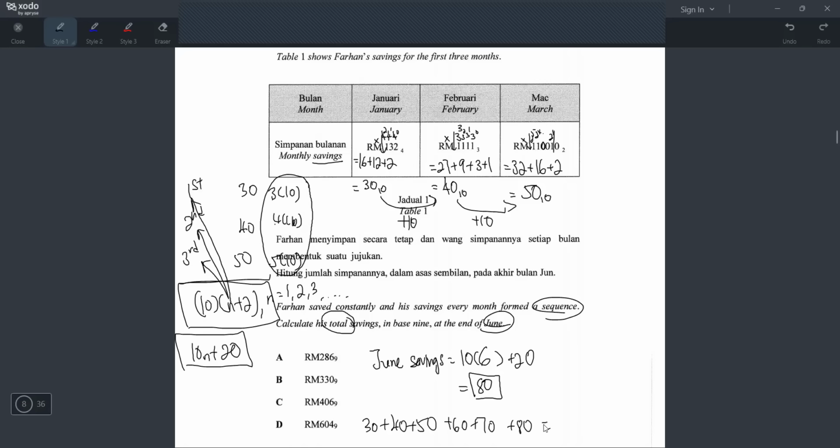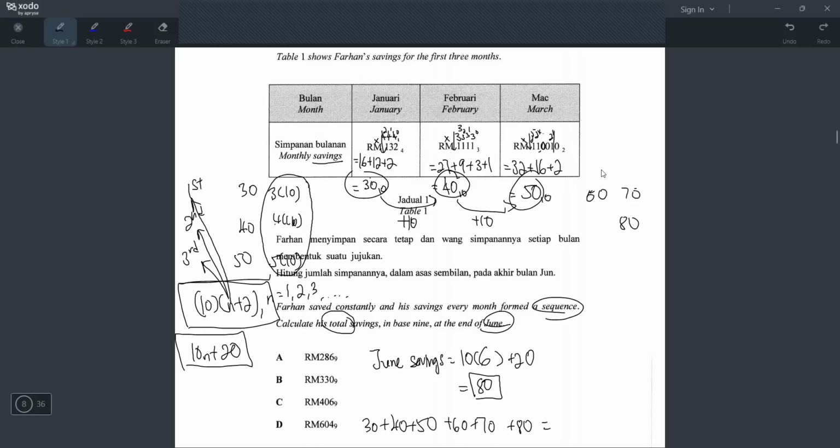Okay, I know some students might say, hey, sir, why do you explain so difficult? Because some students know you can do it much more easily, right? Because if this is 30, this is 40, this is 50, you know the next one is going to be 60, 70, 80, right? And you just have to count January, February, March, April, May, June.